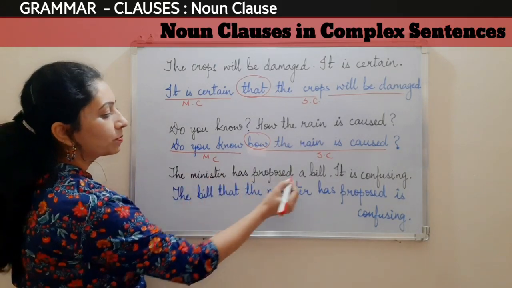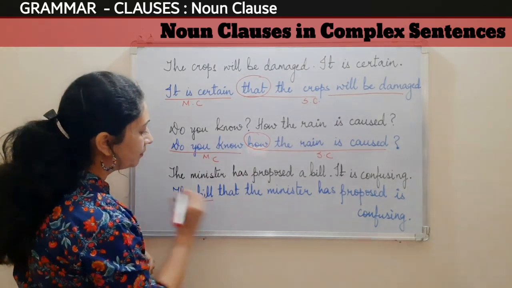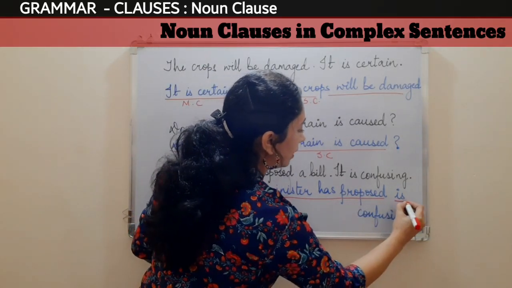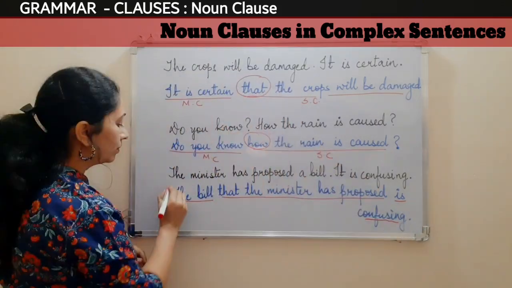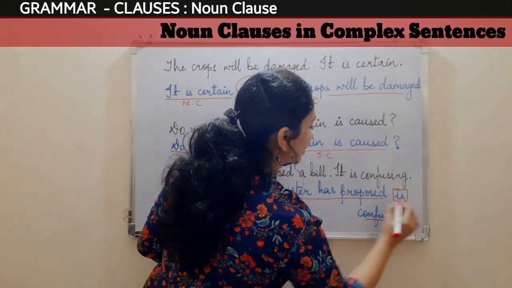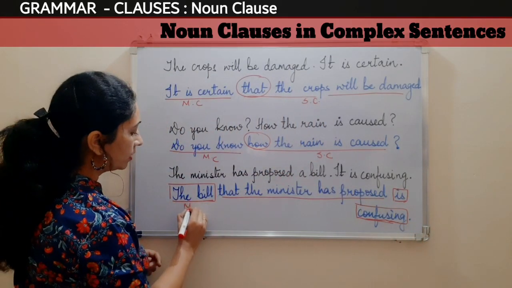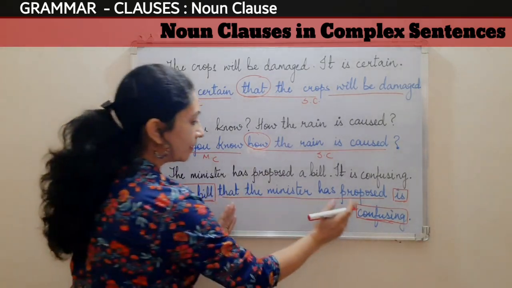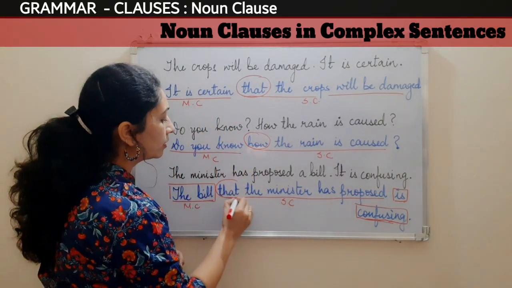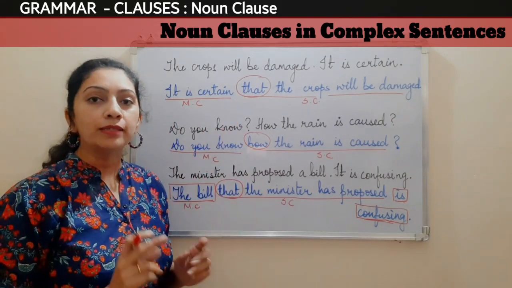Look at the third one. "The minister has proposed a bill. It is confusing." "The bill that the minister has proposed is confusing." What's the main clause here? "The bill is confusing" is the main clause, while the rest of the sentence is the subordinate clause, and the conjunction used here is "that". So this is how you make it into complex sentences.